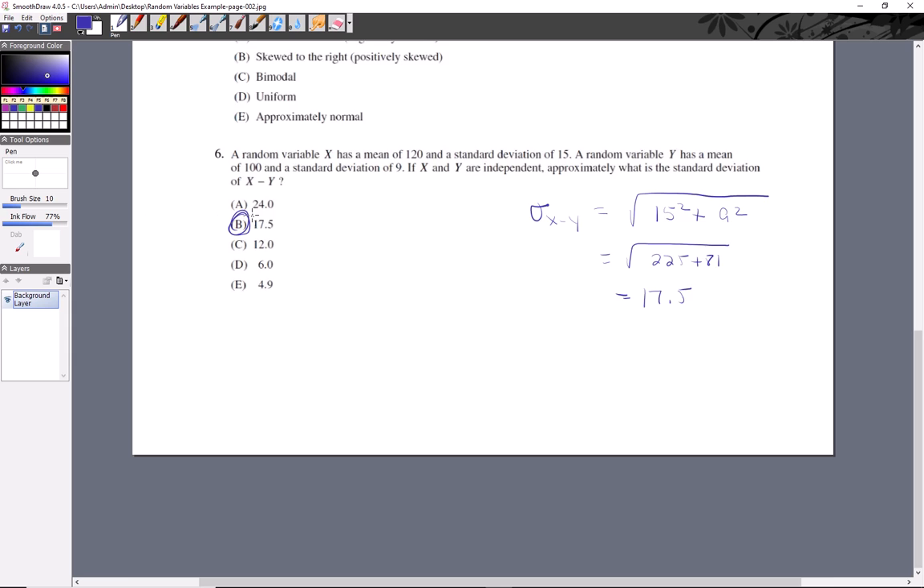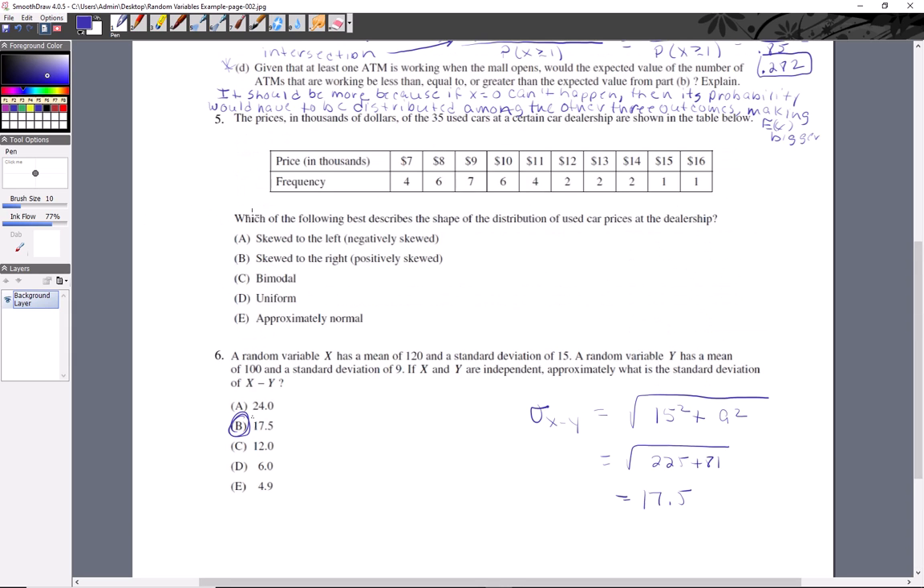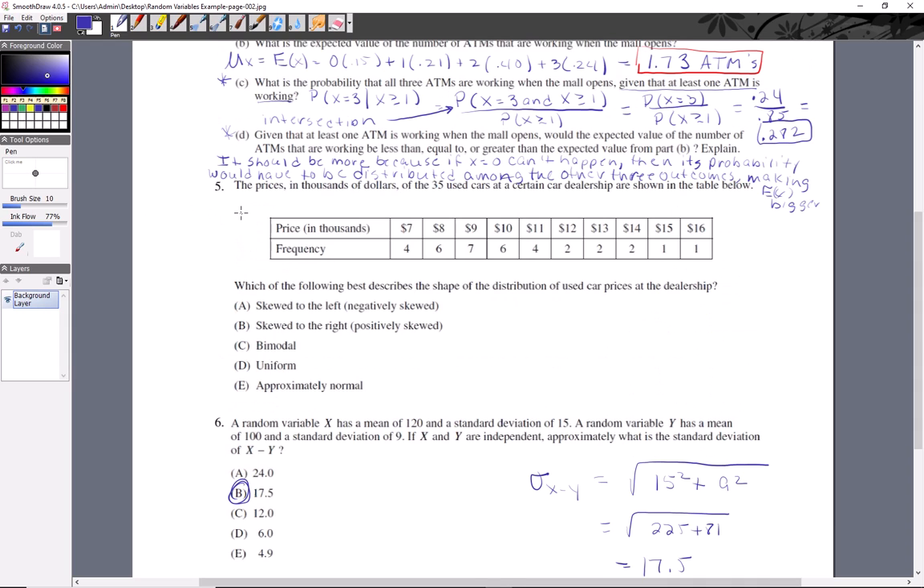All right, now the final one doesn't really end up being a random variable. It just seemed to kind of look that way when I put it here, but I kind of like it, so I'm going to go ahead and just cover it. It says the prices in thousands of dollars of 35 used cars at a certain car dealership are shown in the table below. Which of the following best describes the shape of the distribution?